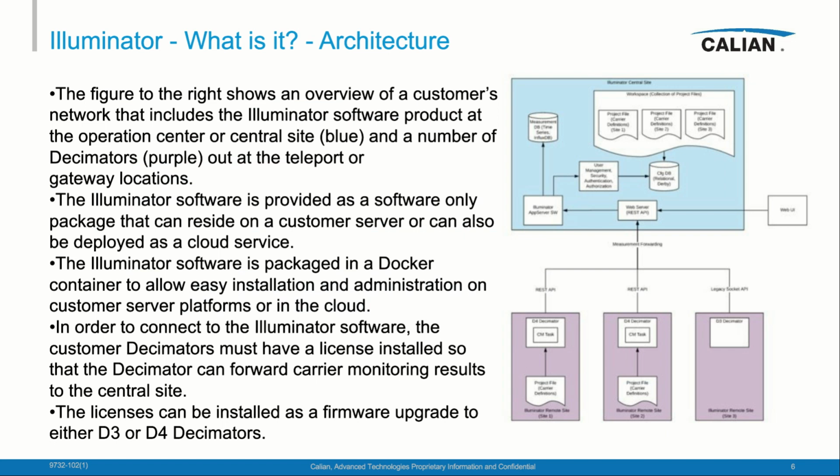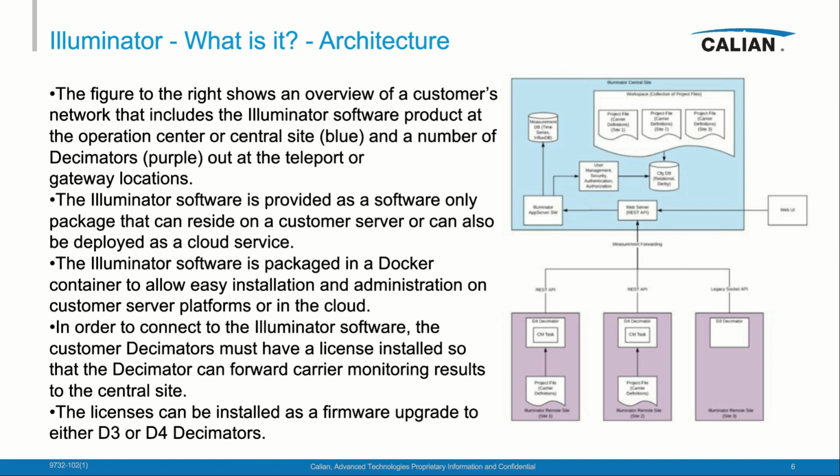The figure to the right shows an overview of the customer's network that includes the Illuminator software product at the operations center or central site in blue, and a number of Decimators in purple out at the teleport or gateway locations. The Illuminator software is provided as a software-only package that can reside on a customer server or can also be deployed as a cloud service.